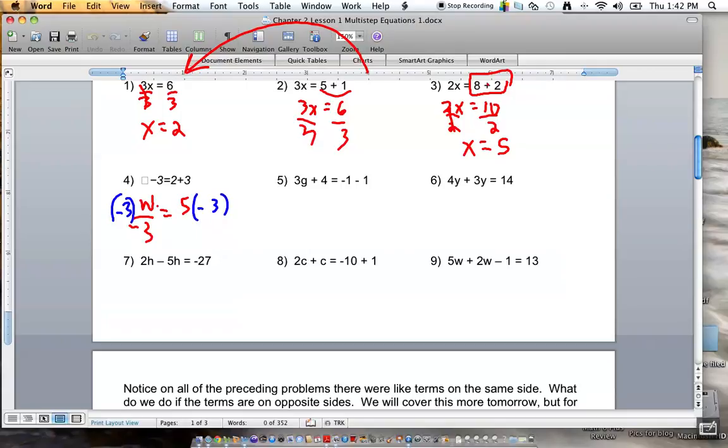I use the parentheses to indicate multiplication. W equals, what's 5 times -3? Negative 15. -15 is correct. Very good. That's pretty good. Okay. Try number 5.